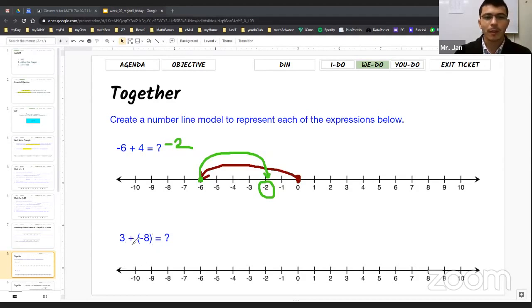So for this example, what is the number 1 step? 3, okay. But you need to draw an arrow from where? 0 to 3. Yes. 0 to 3. Perfect. Okay. So I'm going to go faster this time. And then what is the second step?